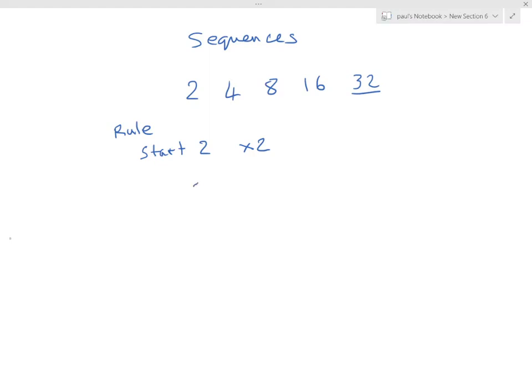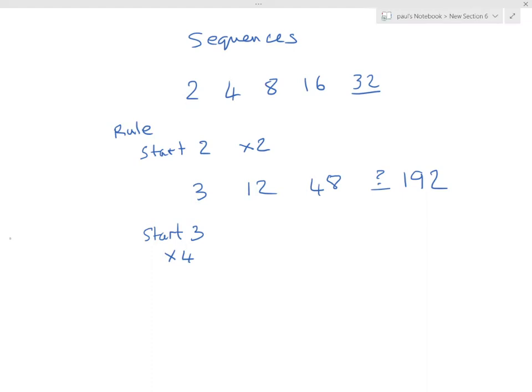So if we had another one of 3, 12, 48, and the next one, yeah, so what are we doing? We're starting with 3, and then we're multiplying by 4. Yeah, we're multiplying by 4. So start with 3, times 4 is 12, times 4 is 48, and times 4 is 96, 192. Okay, so you'll get a series of numbers, a sequence of numbers.